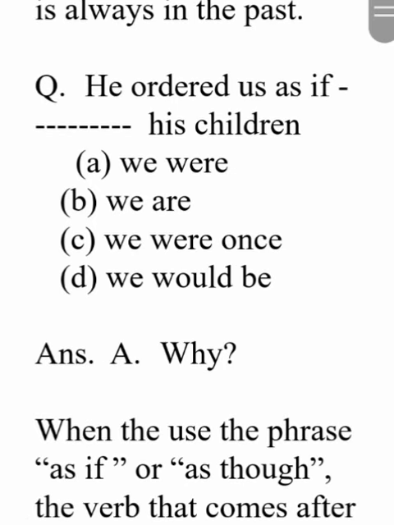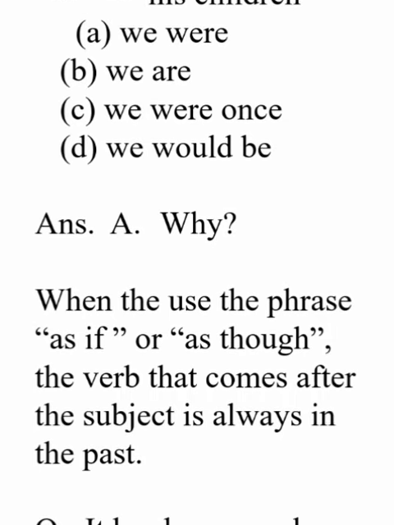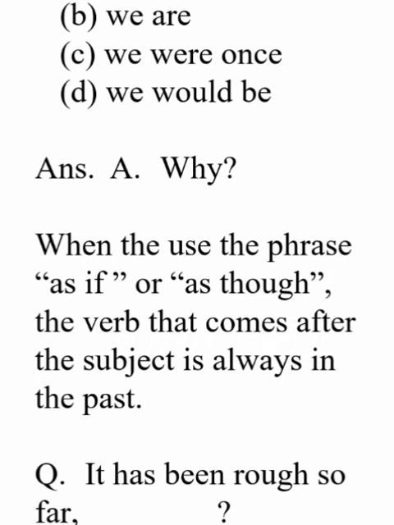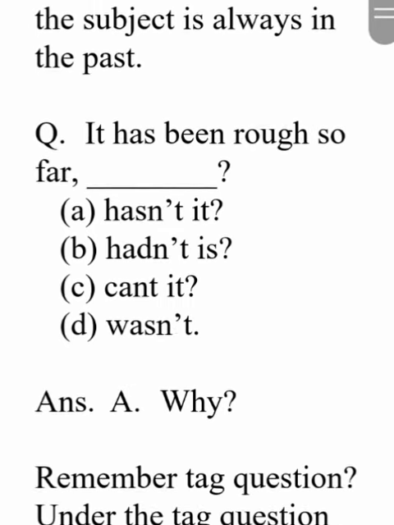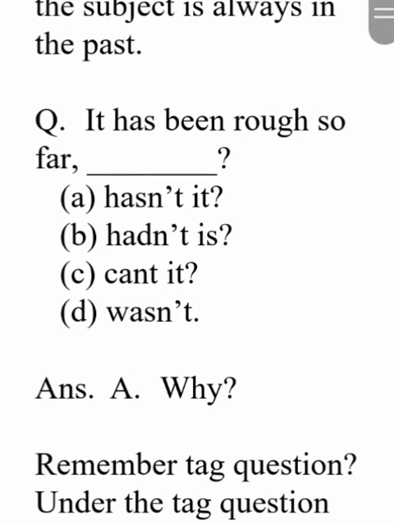Question: He ordered us as if ___ his children. A. We were. B. We are. C. We were once. D. We would be. Answer: A. Why? When we use the phrase as if or as though, the verb that comes after the subject is always in the past.